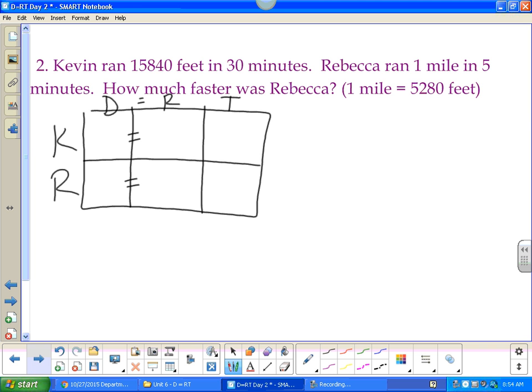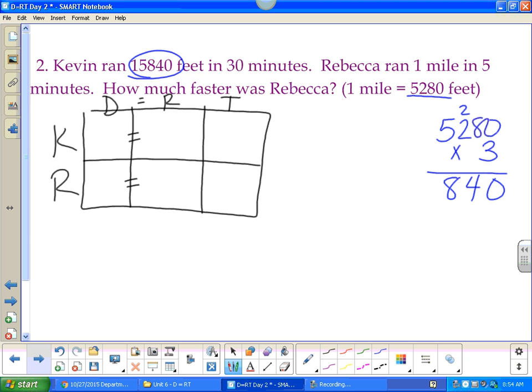All right, Kevin ran 15,840 feet. Now, they're about 5,000 feet in a mile, and I have about 15,000 feet. So I'm going to say that's probably 3. Let's test it. Just because I know 3 times 5 is 15. 3 times 8 is 24. 3 times 2 is 6, plus 2 is 8, and 3 times 5 is 15. Yep, 15,840. So 3 miles.